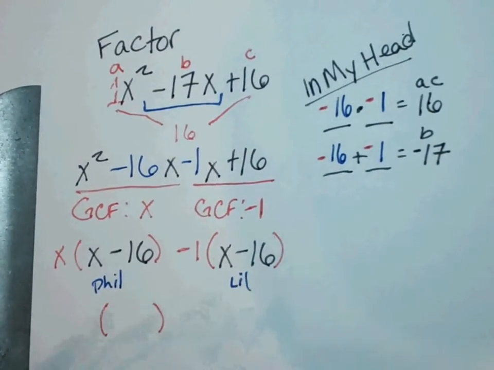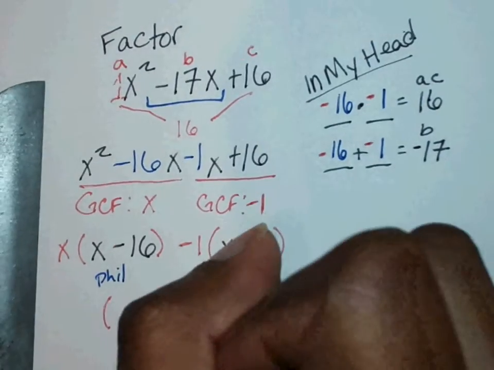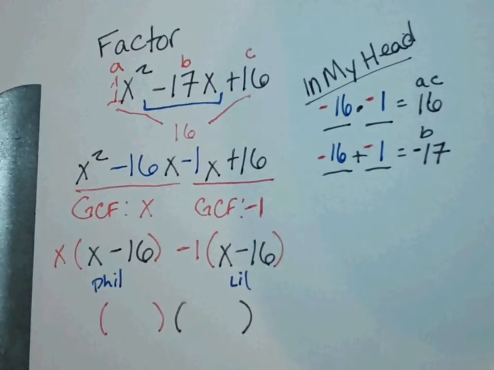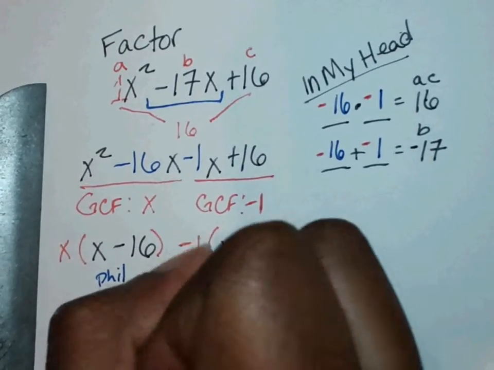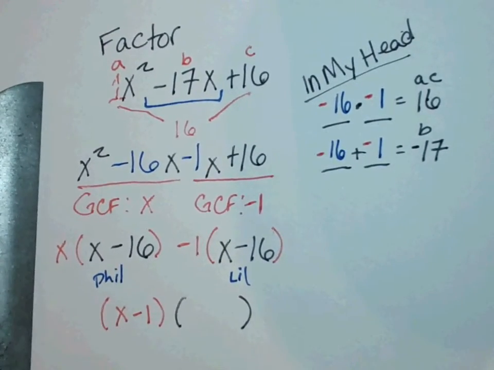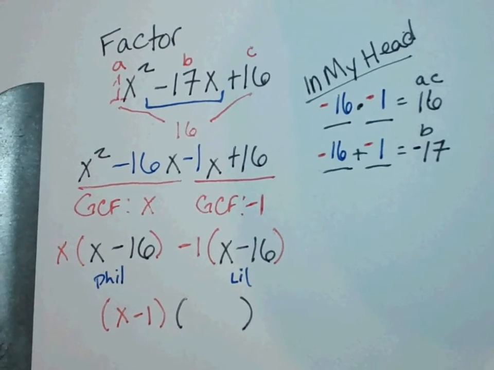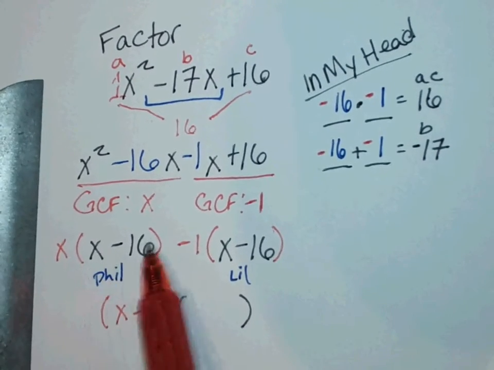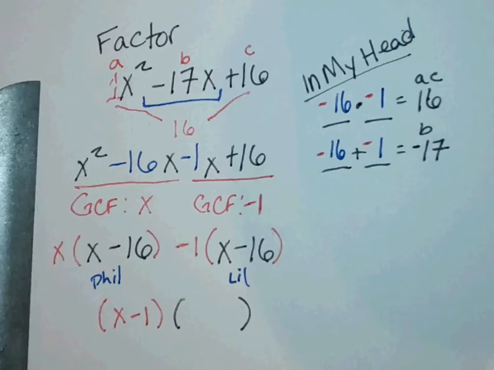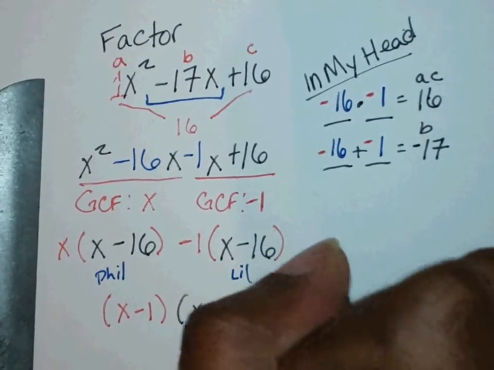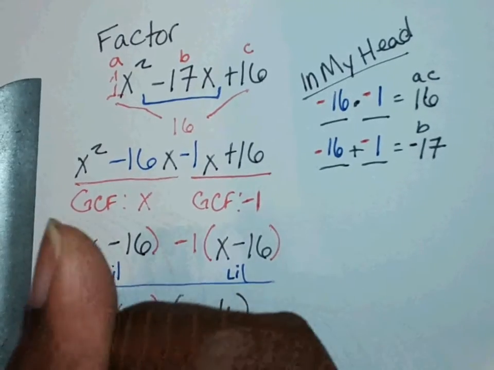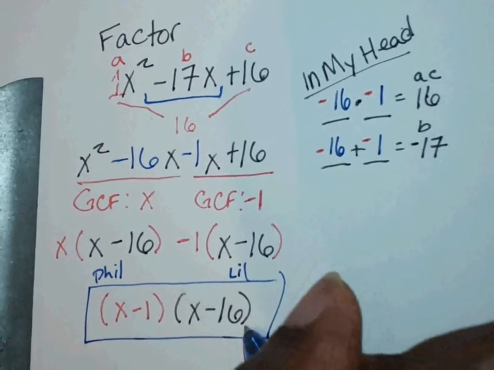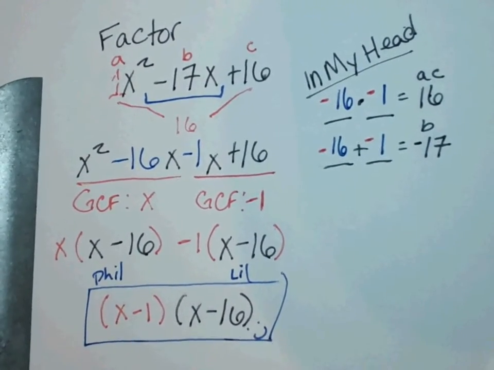My answer is going to have two parentheses. My first parentheses are going to be my GCFs. I have an x, I have a negative 1. I have an x minus 1. My second parentheses will have my twins in it. My twins were x minus 16, so x minus 16. And bam, I'm done. And I found my answer.